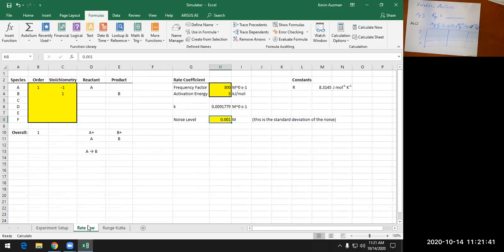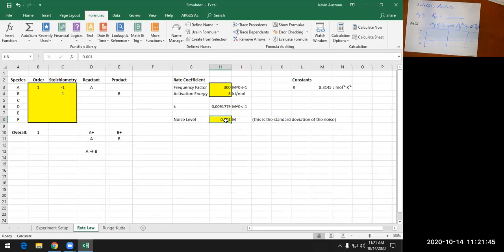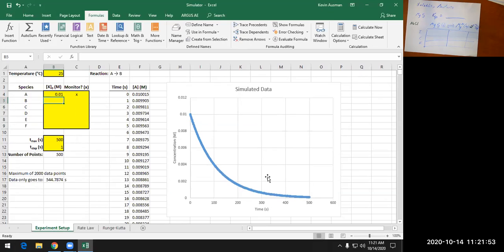If we want to be doing something at lower concentrations, then we could say, okay, maybe we have a more precise instrument and we don't have nearly that much noise, and we can come back over here. In the exam version of this, where you're not able to go over to the rate law sheet, I'm going to have the noise level set to something that is reasonable for the calculations you're going to be doing.